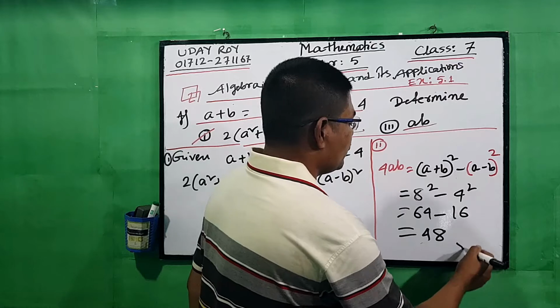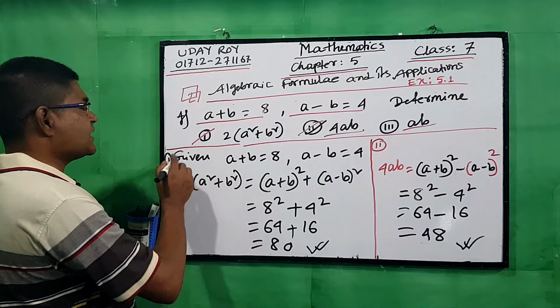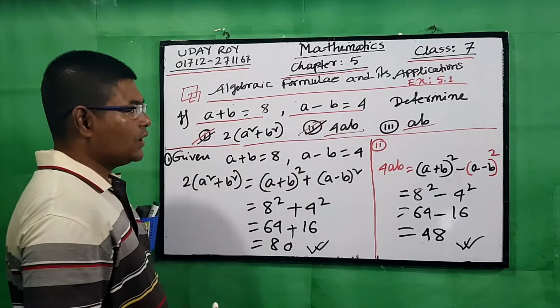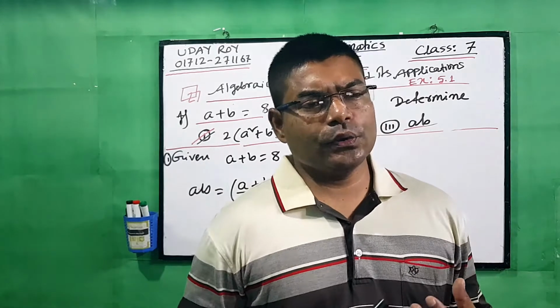54 minus 16, we have got 48. So we have got math number 1 and math number 2. Now we will do math number 3. Now come back, we will do another maths.